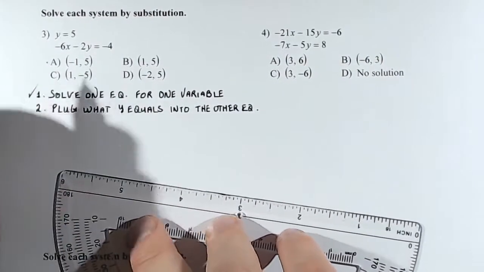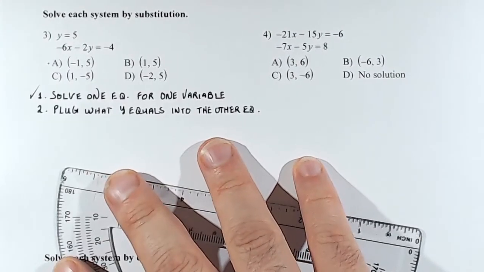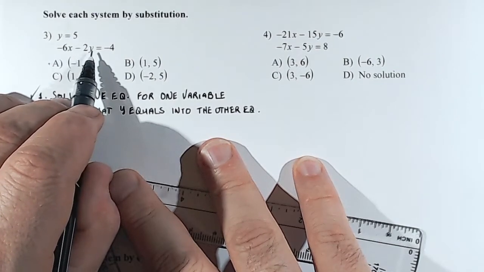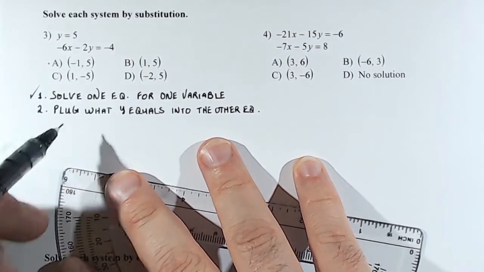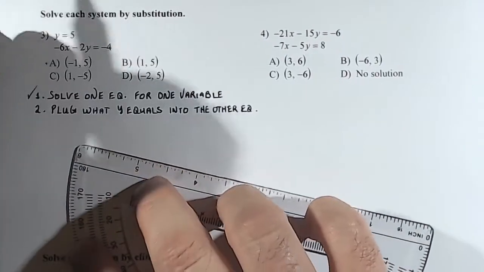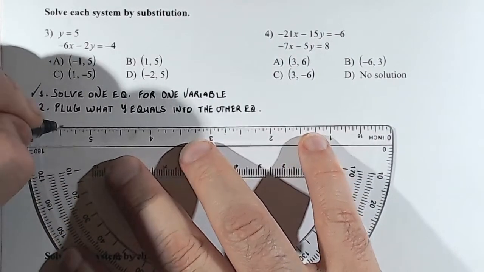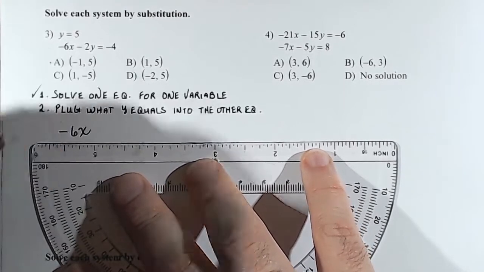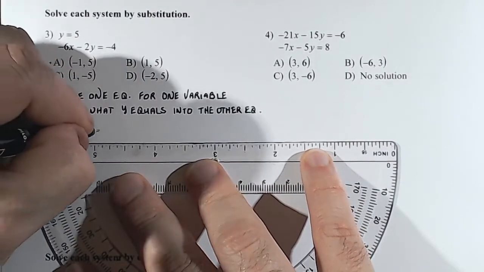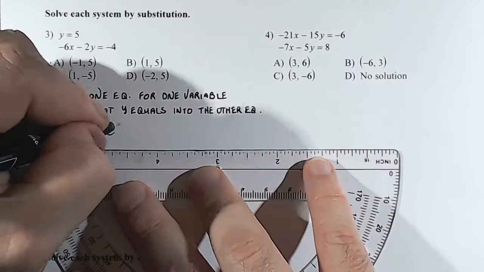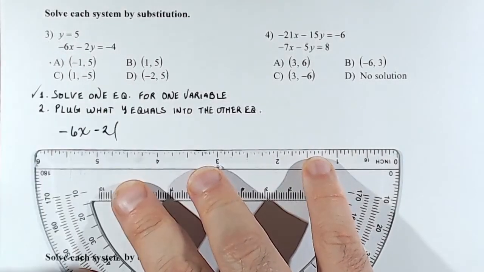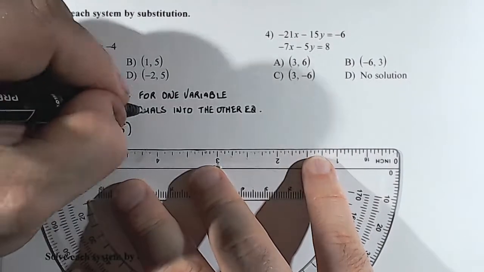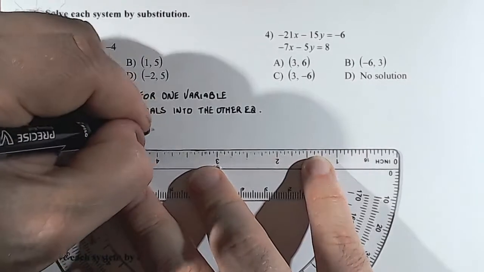So what that means is y equals 5. So I'm going to take that 5 and I'm going to place it down here and substitute it for that y. All right, plug it in. Plug it in, plug it in. So let's take that negative 6x minus 2, and then to plug it in, we have to do open parentheses 5, close parentheses, equals -4.